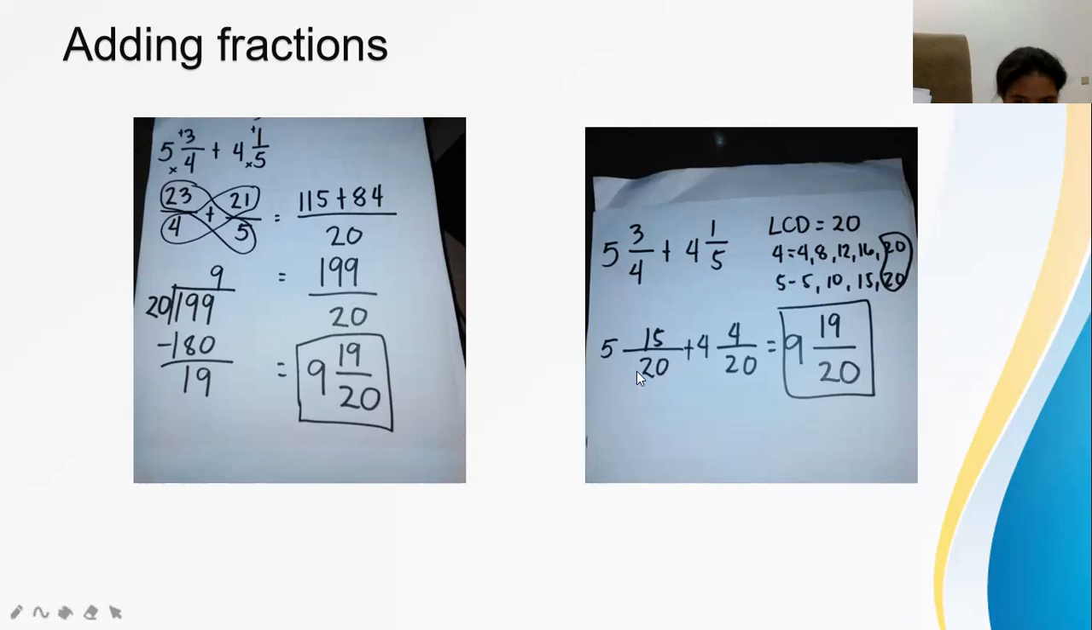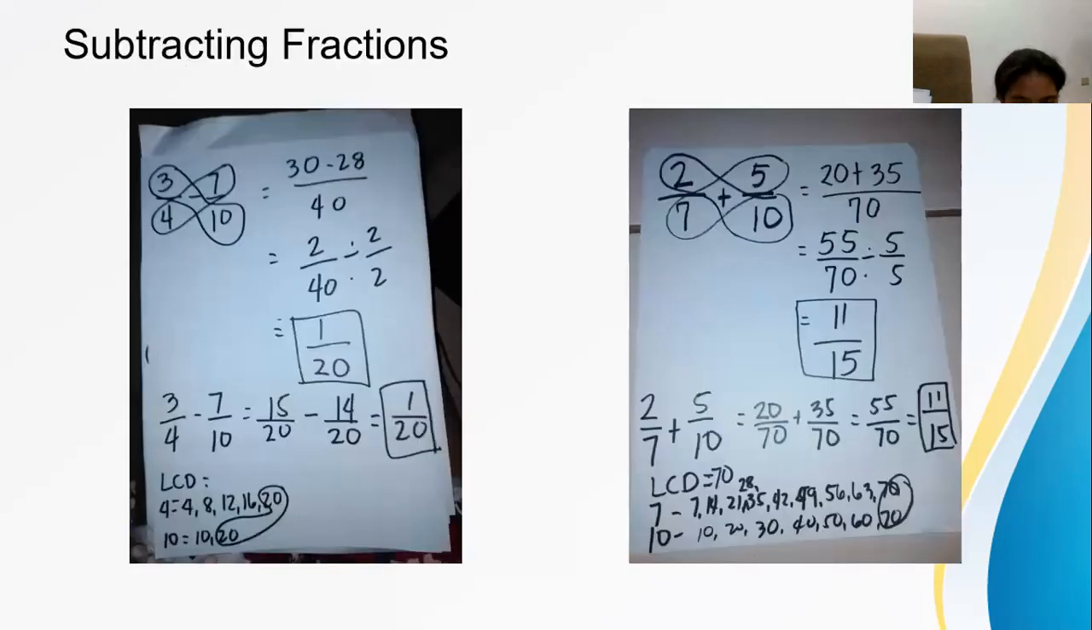So let's do the division and multiplication for this. So 20 divided by 4 is 5. Then times 3, that's why it is 15. Then here, 20 divided by 5 is 4. Times 1 is 4. So we have now 5 plus 4 is 9. And 15 plus 4, 19. Then over 20, the denominator is 20. Okay? So again, I will give you the freedom to choose. It is up to you which method you will use, the butterfly method or finding the LCD.